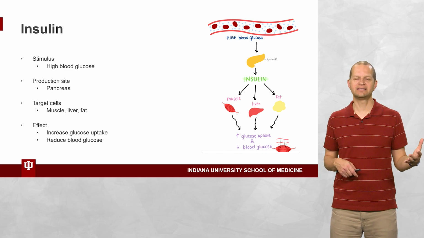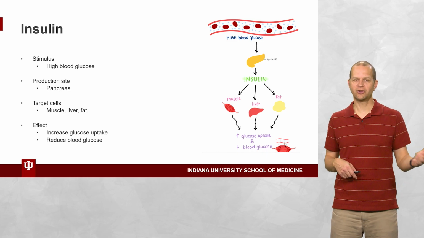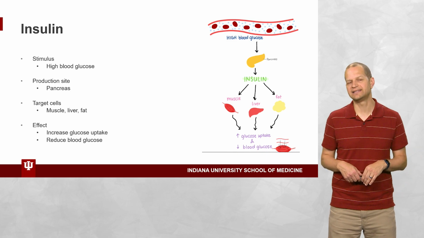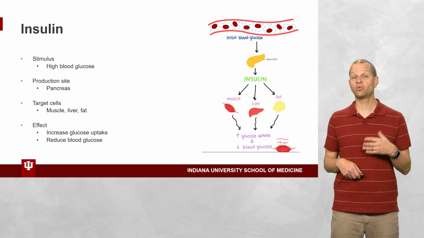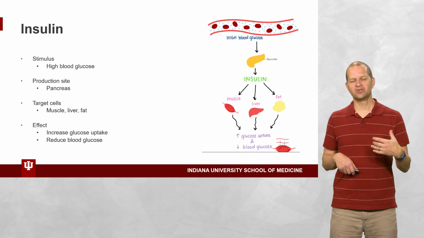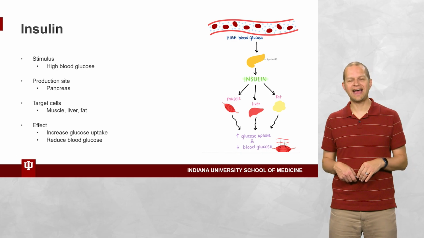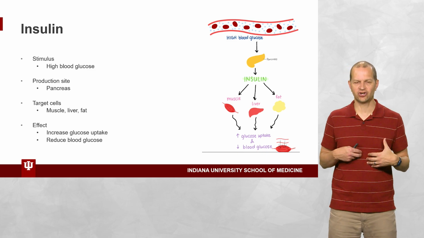So we want sugar, or glucose, to go into the muscle cells so we can use it to create ATP. We want sugar to go into the liver where we can store it and use it later. And then it also goes into the fat if we've got too much sugar, and so then sugar can turn to fat.